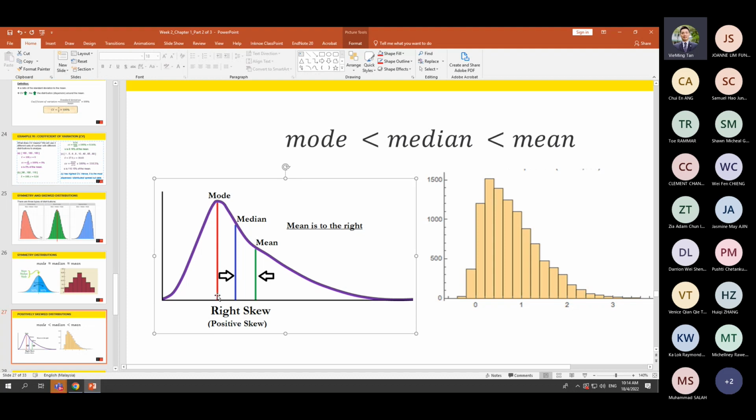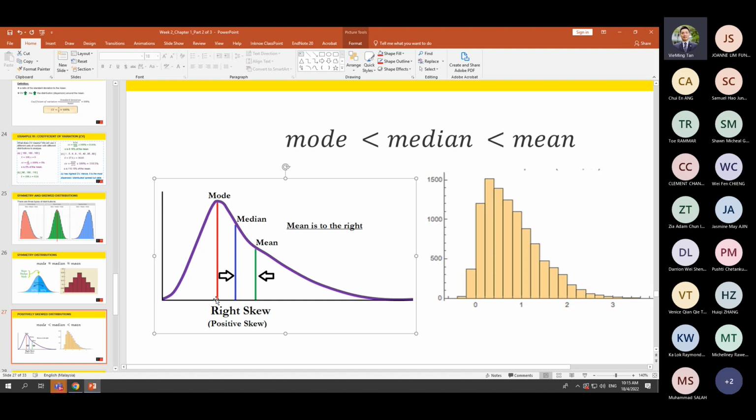Then where's the mean then? Because median is always in the middle, and we know that this is already the mode, so where's the mean? Mean should be on the other side. Mean should be here, this green color. So you may find that if the data distribution is skewed to the right, the mean value is greater than the median, and the median is greater than the mode.